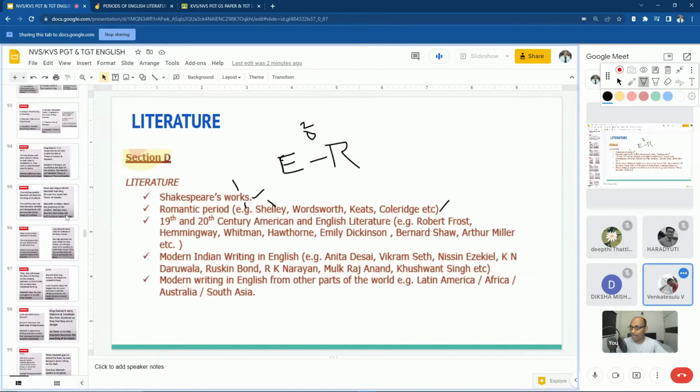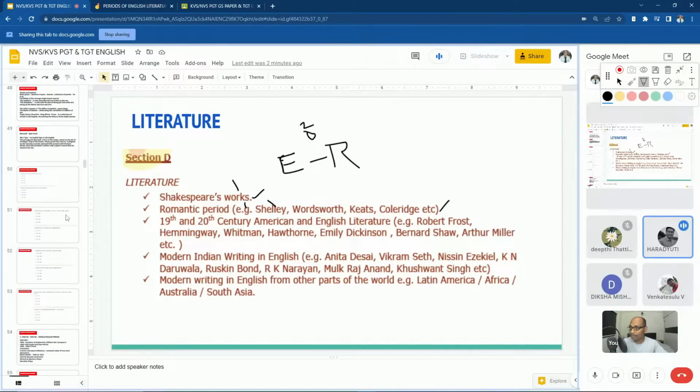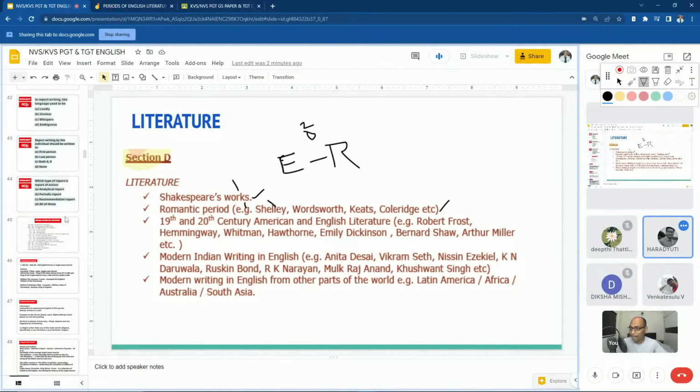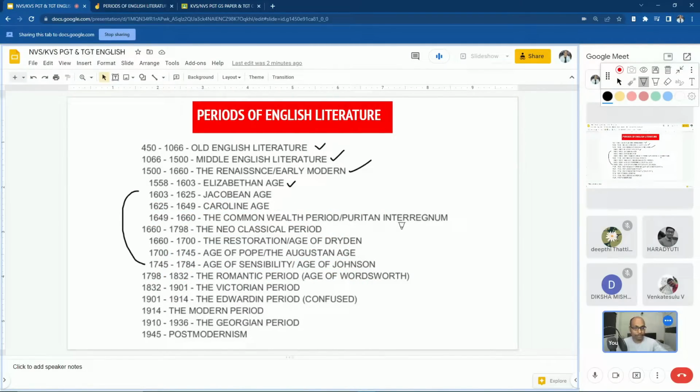Okay, sir. So let me go back to the periods here. Sir, here 19th and 20th century English literature, is it the modern period from British literature? Yes. Now see here, Venkatesh sir. Yes, sir.